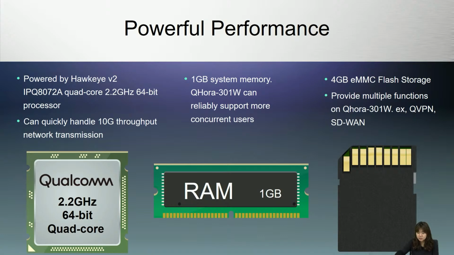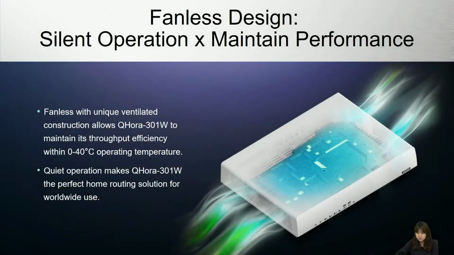And also, in this digital transformation world, we have many IoT devices. When they are all connected to QHora, you'll need at least 1 gigabyte of system memory for QHora to support more concurrent users. And we provide 4 GB of flash storage to support QVPN and SD-WAN services. Another highlight about QHora is that it is fanless, so this router can be quiet at high performance and maintain an efficient speed between 0 to 40 Celsius temperature.